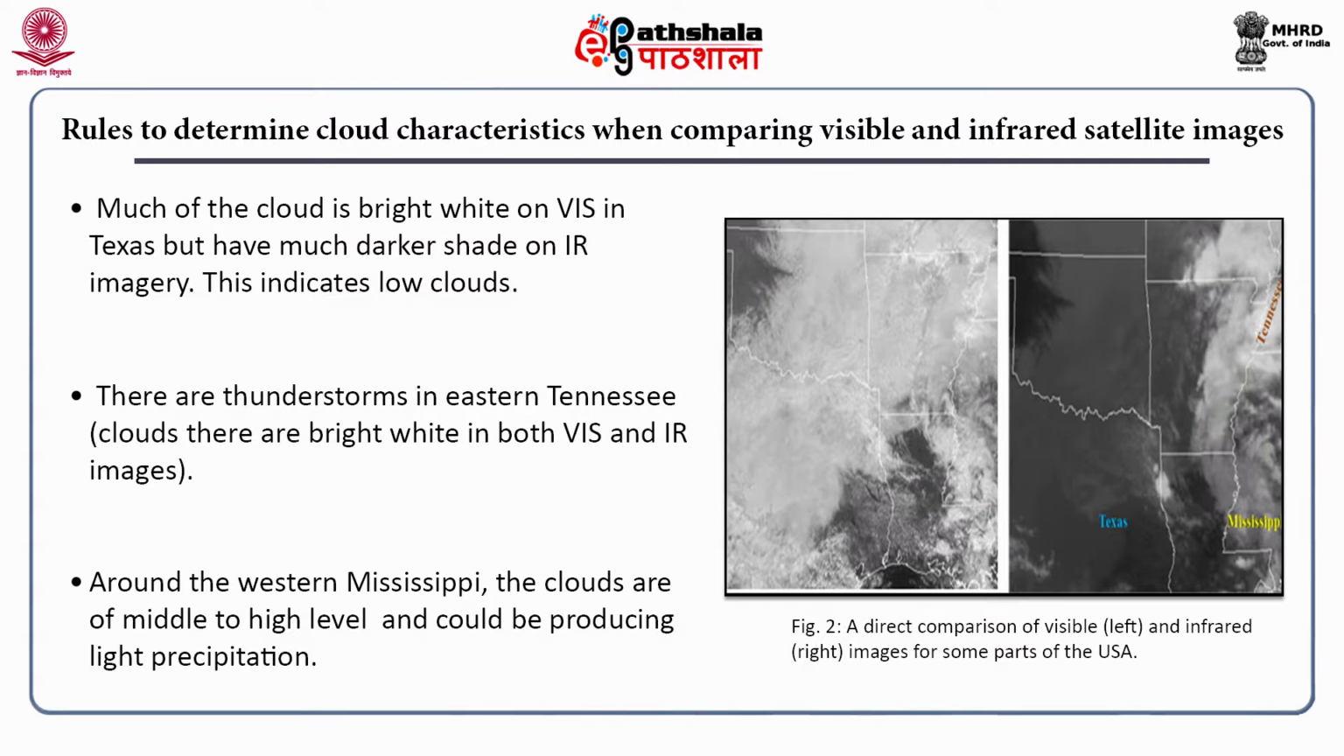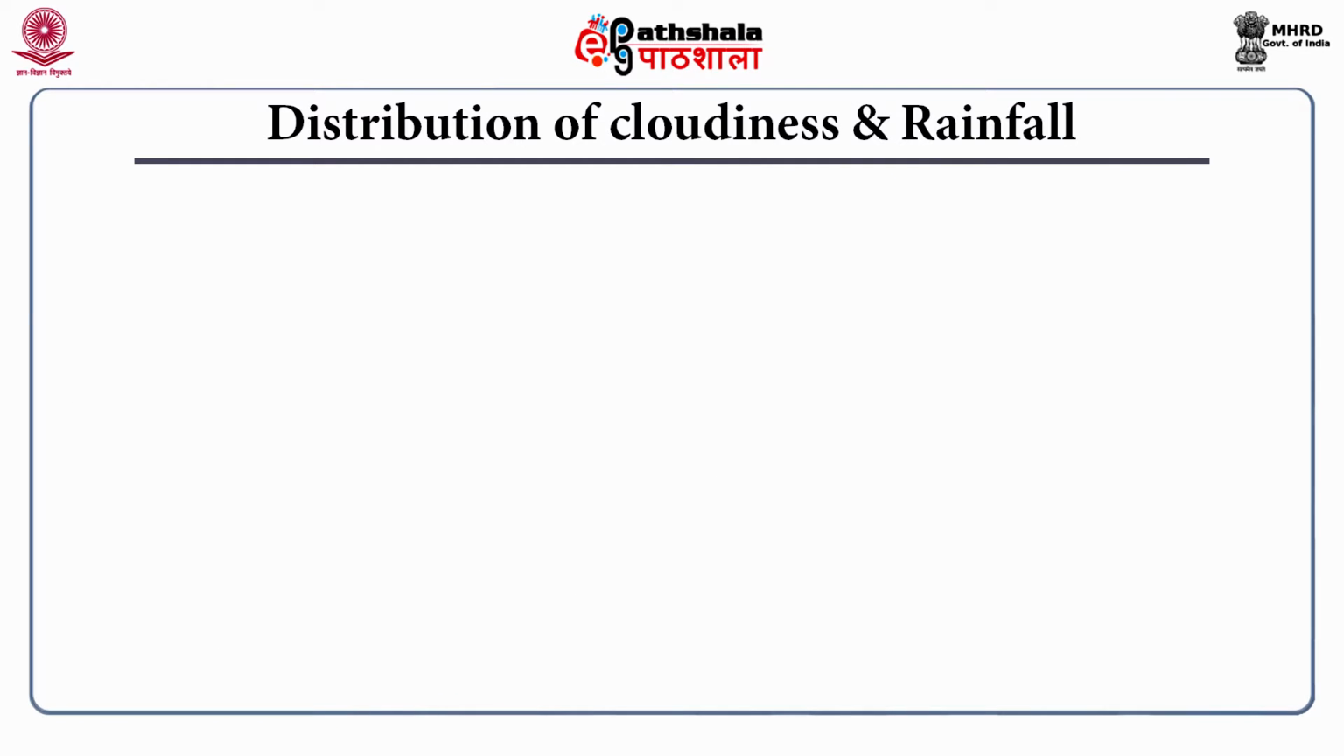Now, distribution of cloudiness and rainfall. There are two zones of maximum cloudiness in each hemisphere.